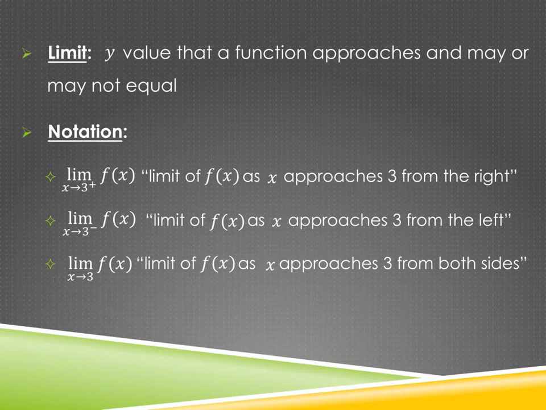Well, it means that the x value is approaching 3. So we're getting close to the x value of 3. That's fine. But this is telling you from which direction. So the plus sign means from the positive, or the right-hand side of the graph. And the negative means from the negative, or the left-hand side of a graph. And if there's not a plus or a minus after, it means you have to come from both directions. Okay? So the whole goal is to get close to a specific x value. And these symbols after it tell us from which direction.